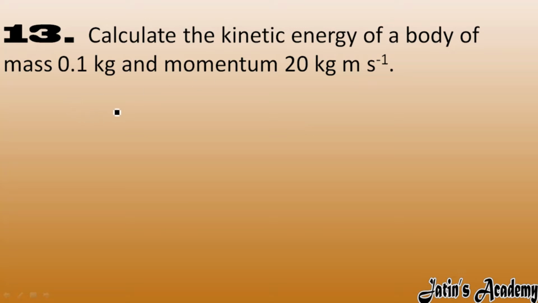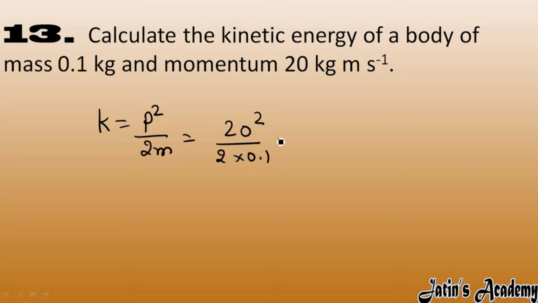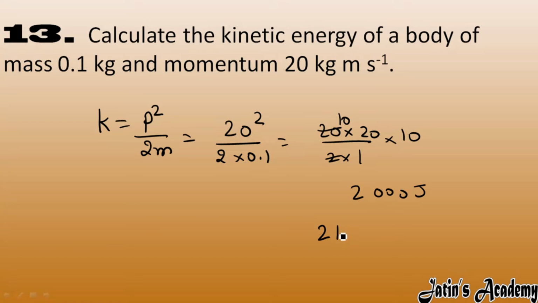So direct formula we will use, that kinetic energy is equal to p square by 2m. P we have momentum, 20 square, 2 into mass value we have 0.1, 20 into 20. Okay, this 2 is as it is, 0.1 I can write as 1 by 10. So 10 is coming on the numerator. So here we got 10. So 2000 joule. Okay, kinetic energy we have 2000 joule or 2 kilojoule is the correct answer also.